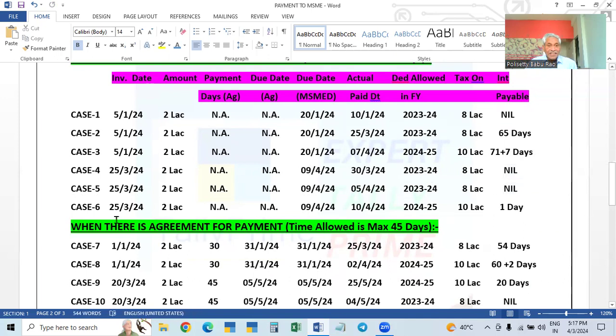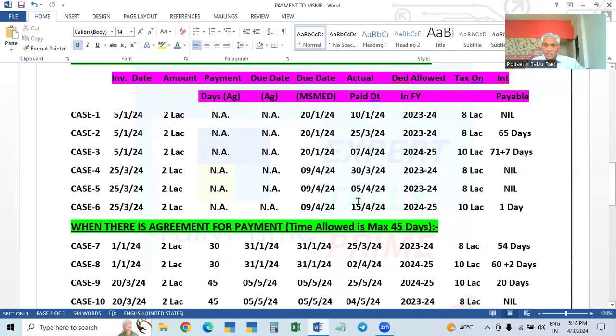And the next one is the same case, the same due date, 9th April, but let us take, for example, that it is paid on 15th April. So in the next financial year, the due date is up to 9th April. So this is paid in the next financial year and also after the due date. So in this case, it is not paid within the due date.